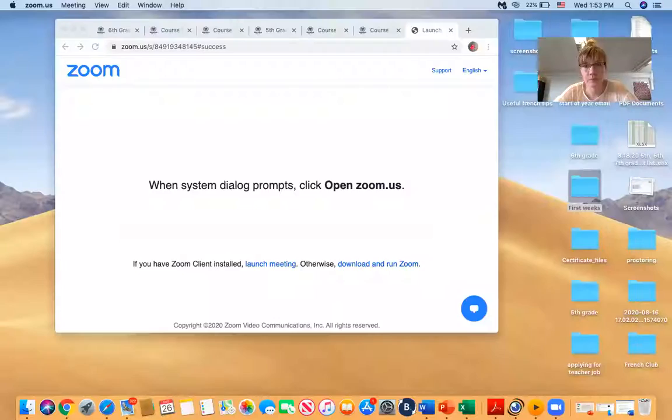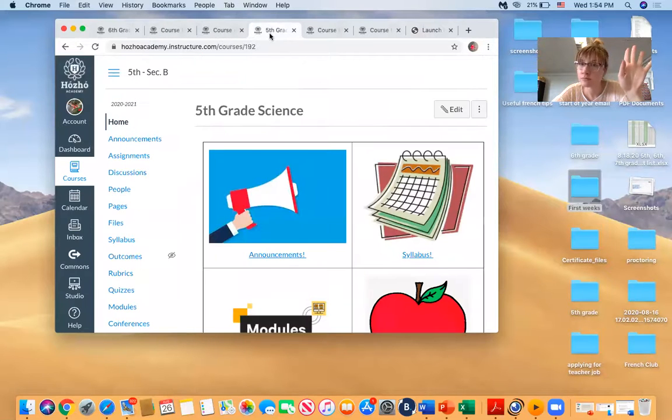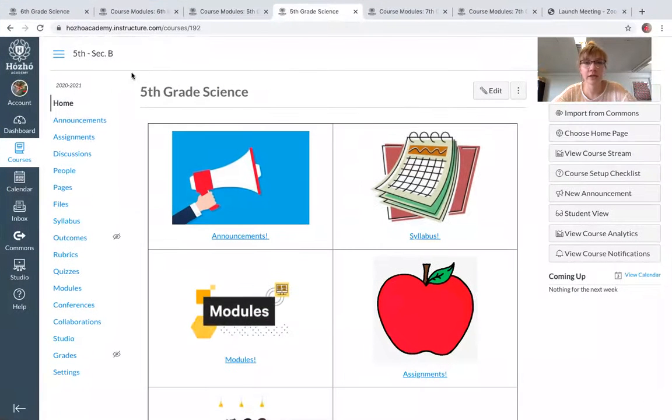So I'm going to share my screen and I'm going to show you how to navigate Canvas once more. Unfortunately, I'm not convinced all of you watched the video that I already posted of this, but that's okay. We'll just start over. Okay, so this is the science page. When you click on your course, so you'll have courses and then you'll see fifth grade science. So this is what it will look like.